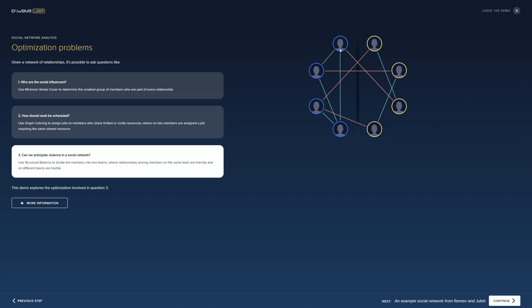So we clearly structure the teams here. So if this team is negative or hostile, we have to separate them. Separate and then take further actions. Or even eliminate them, eliminate in terms of cancel their membership and stuff like this. And so on. This demo explores the optimization involved in question 3. So I want the good ones, a team of the good ones, and I don't want the other ones. Ladies and gentlemen.